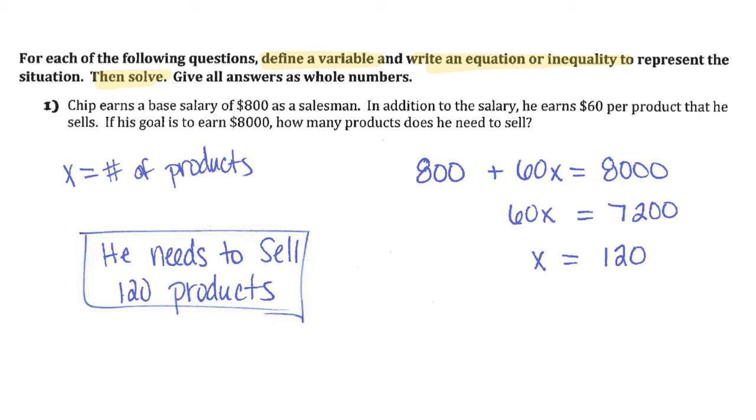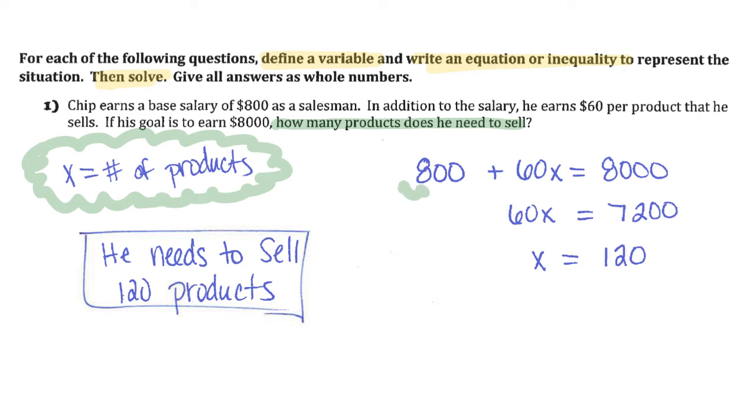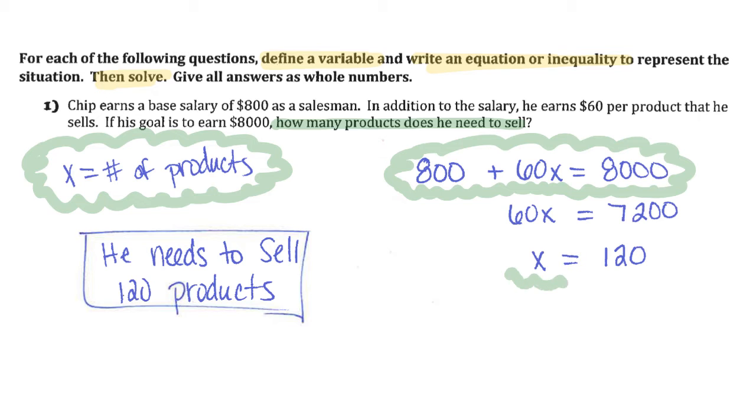So let's jump in. Example 1. The question is asking how many products does Chip need to sell? Notice right here, I set up my variable as the number of products. My actual equation is going to start with 800 because that's his base salary, and we are adding 60x because that's $60 per product, and his goal is to earn $8,000. So I set that equal to 8,000. We're looking for that main equation, and when we solve, we get an answer of 120.